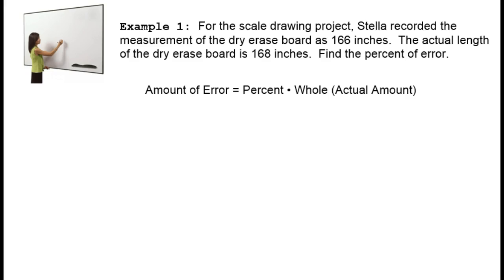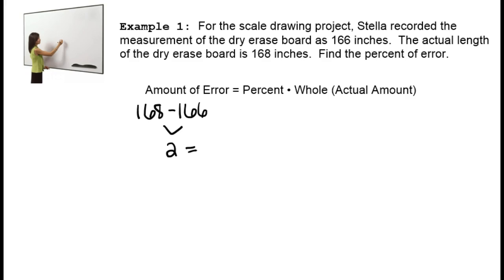For the scale drawing project, Stella recorded the measurement of the dry erase board as 166 inches. The actual length of the dry erase board is 168 inches. Find the percent of error. We first need to figure out the amount of error. So if the dry erase board was really 168 inches, and when Stella measured the dry erase board, she got 166 inches, her amount of error was 2 inches off of the real length of the dry erase board.